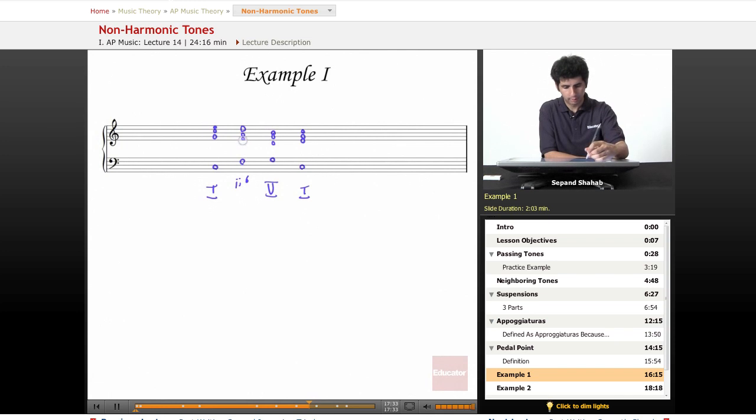So what I could do is simply erase the F and write a G here, and of course have the value, and then tie it over and then have it resolve down to an F here. So again, this was my preparation, and this was the suspension, and here was the resolution. And then of course we have to adjust the figured bass symbols. So now we've made a 9/8 suspension here, so we can add a 9/8 here.